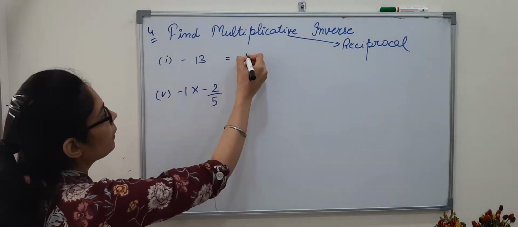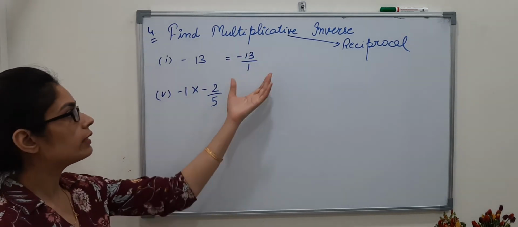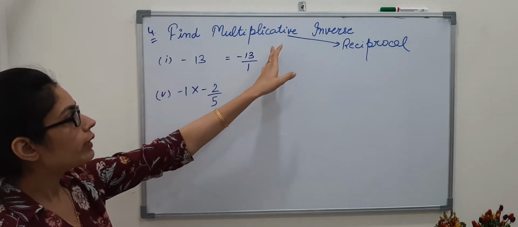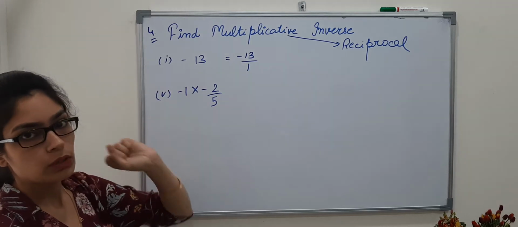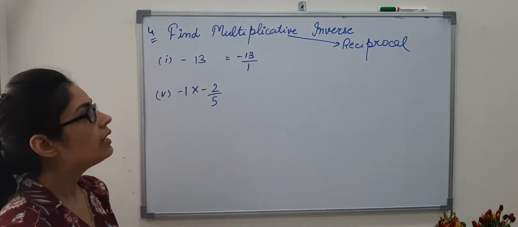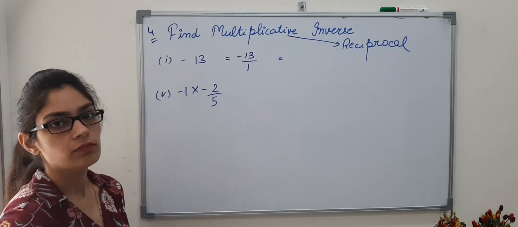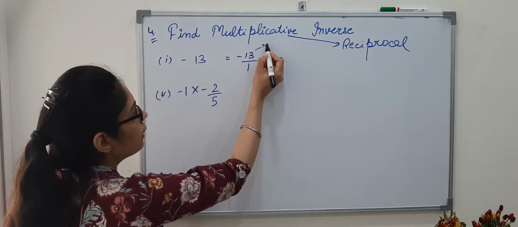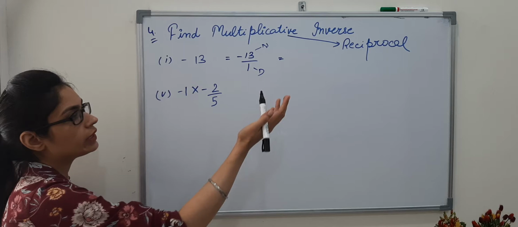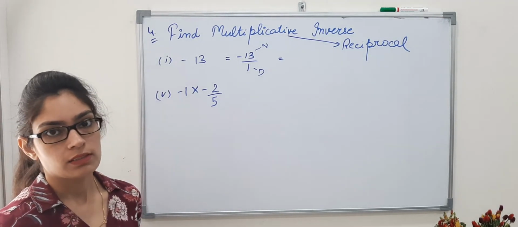Minus 13 can be written as minus 13 by 1 because it's a rational number. A rational number can be written in p over q form where q is not equal to 0. So minus 13 I have written in this form. Reciprocal means I have to interchange numerator with denominator. The upper term is numerator, the lower term is denominator. So I will interchange these terms, but the sign I should not change.